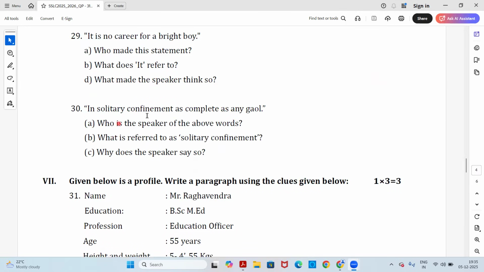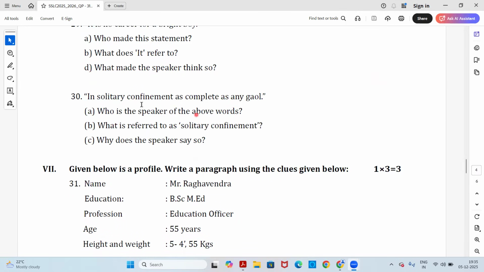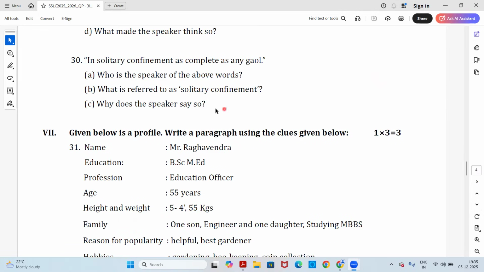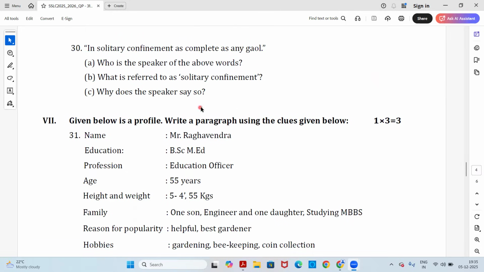Next, in solitary confinement as complete as any gaol. Who is the speaker of the above words? What is referred to as solitary confinement? Why does the speaker say so?